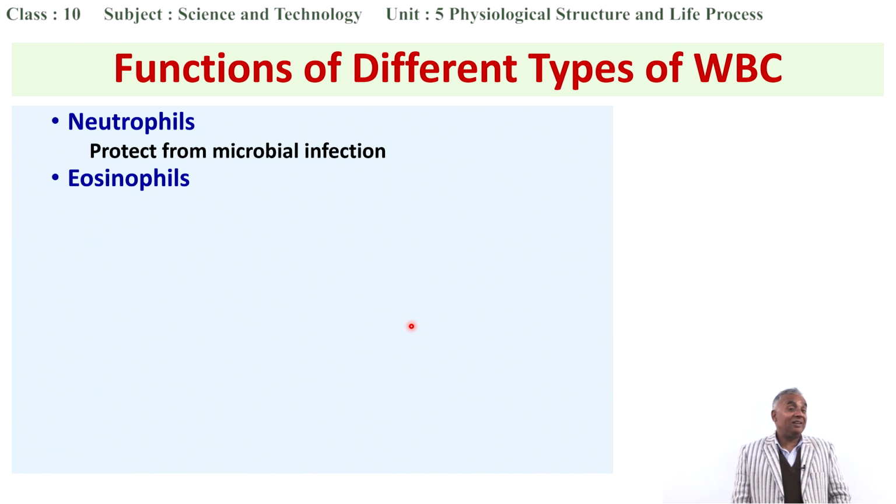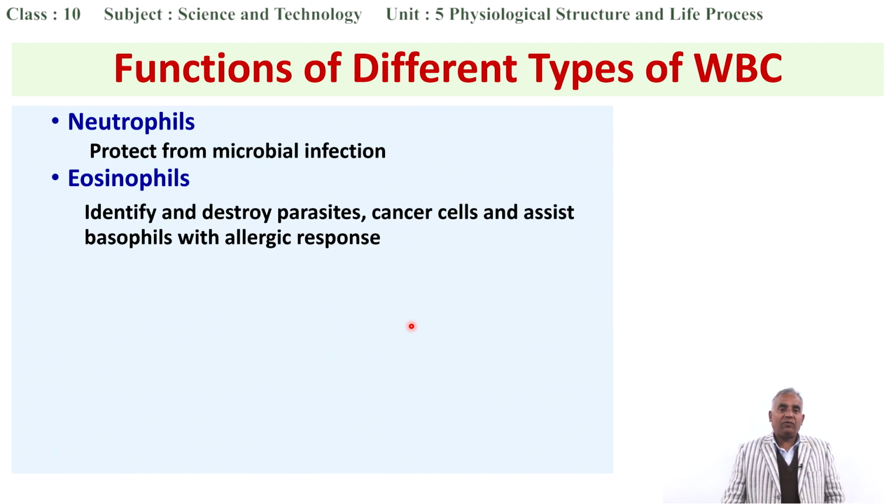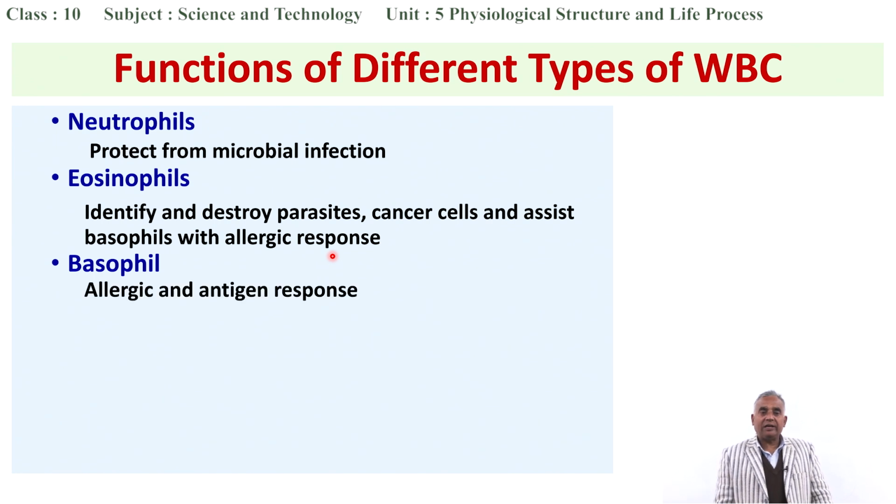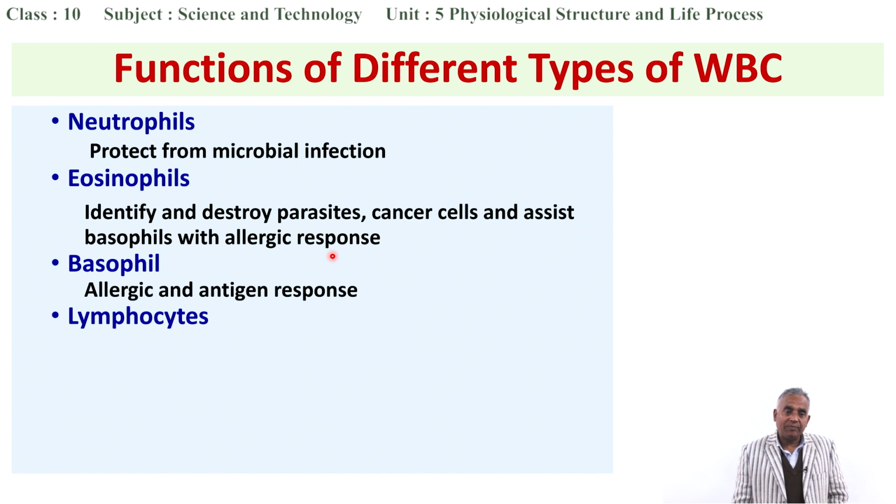Eosinophils are related with allergy. They identify and destroy parasites, cancer cells, and assist basophils with allergic responses. So that is eosinophil. What about basophil? Basophil is related with, as already given, allergic and antigen responses.